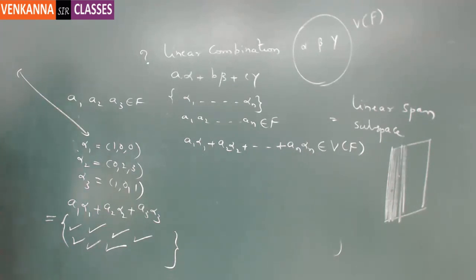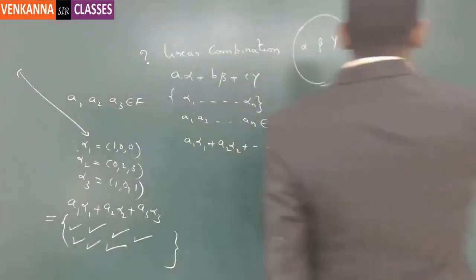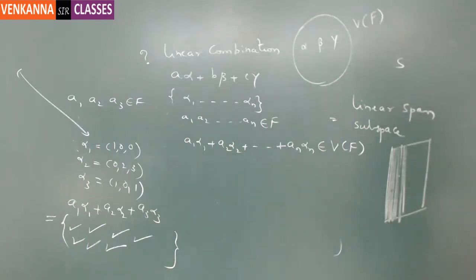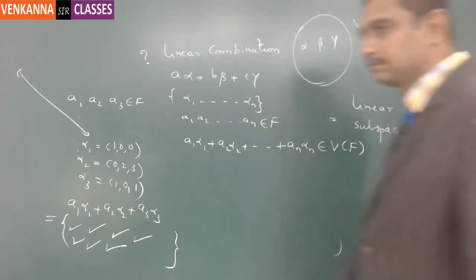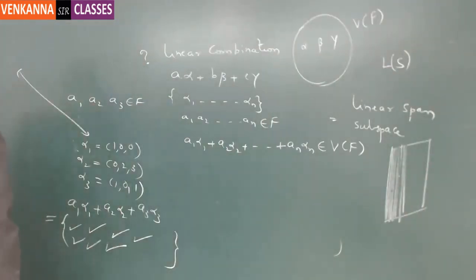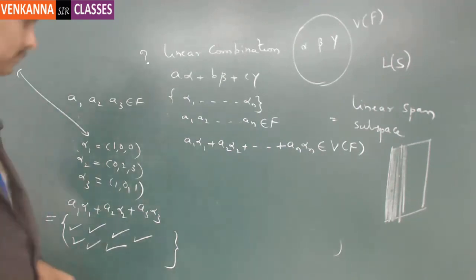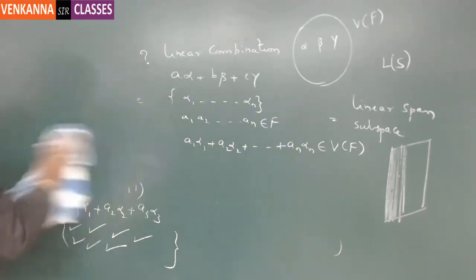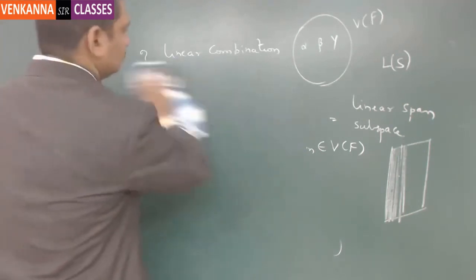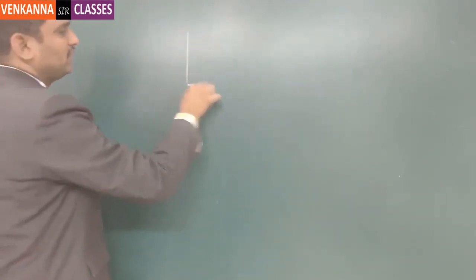So if you take a set S, all possible linear combinations using the elements of S is called linear span. Symbolically, we write it as L of S. I will just give one simple example to understand. Just go with 3D space again.